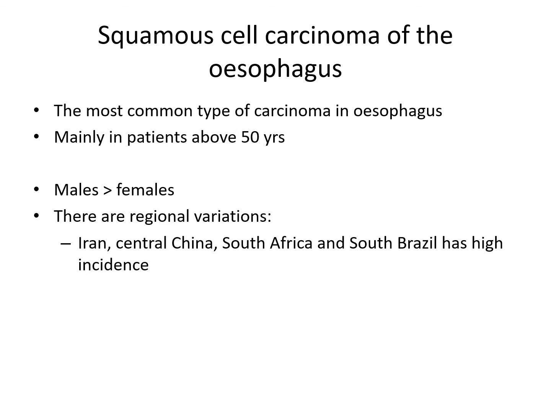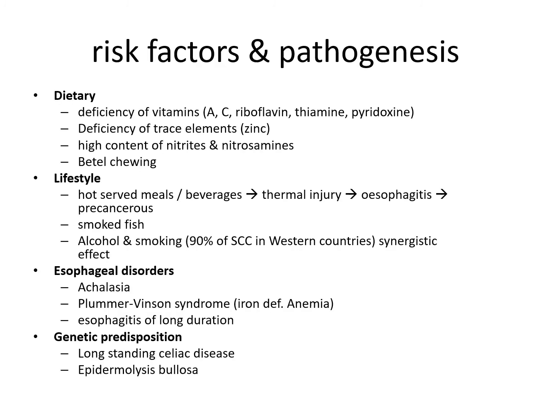The most common type of carcinoma in the esophagus is squamous cell carcinoma, mainly affecting patients above 50 years old. Males are more affected than females, and there are regional variations. There is a high incidence of squamous cell carcinoma in Iran, Central China, South Africa, and South Brazil. This is a list of risk factors that can cause a high incidence of squamous cell carcinoma of the esophagus.